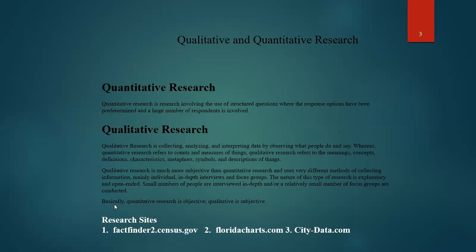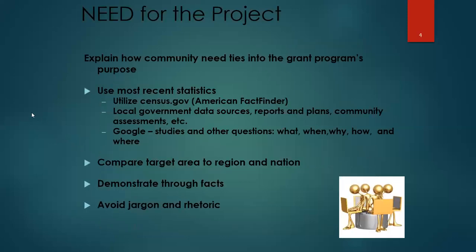Now, again, read the last paragraph starting with basically. Basically, quantitative research is objective. Qualitative is subjective. So never forget that. One is objective research, in which we go to the experts, and the other is qualitative, in which we go to the subjects themselves. Right, right. Okay, let's move on.